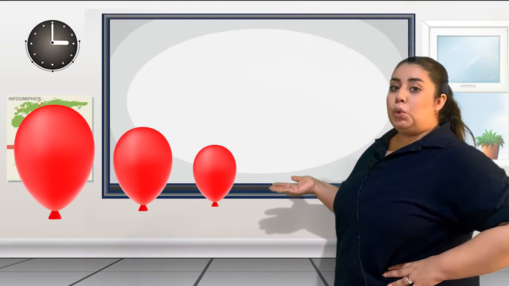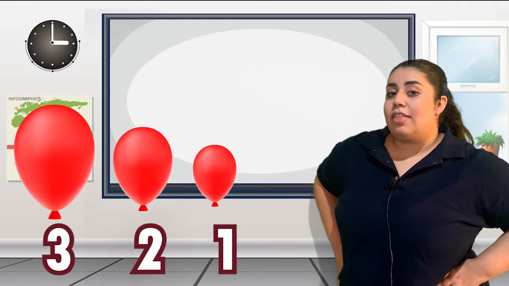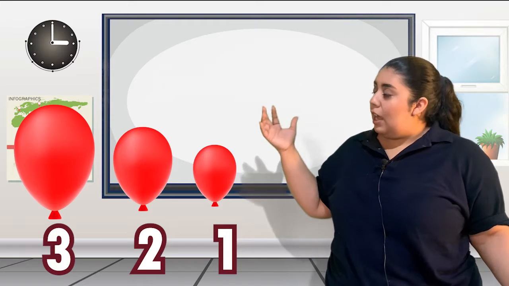We have balloons. How many balloons we have, Cesar? 3. What color are they, Ana Victoria? Red, correct. But we have 3 in color red. Sebastián, all of them are in the same size? ¿Son del mismo tamaño? Are the same size? No, right? We have one big, another medium, and the other small.